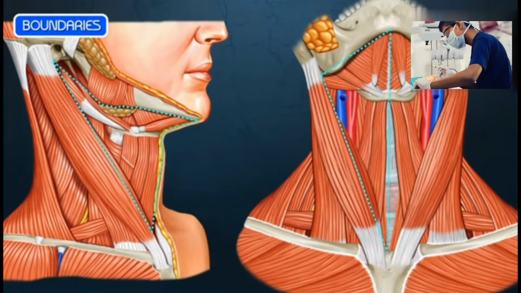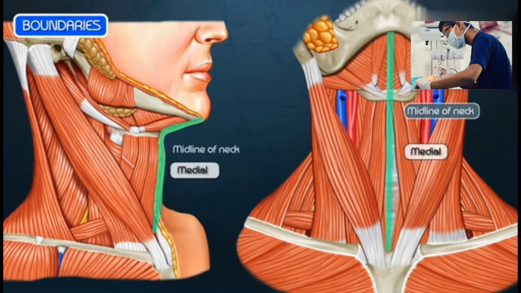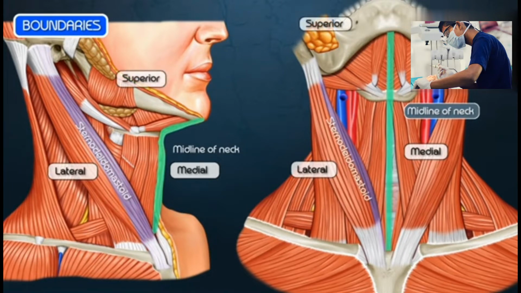Anterior triangle has three boundaries. They are medial by the midline of the neck, lateral by the sternocleidomastoid muscle, and superior by the base of the mandible. You can see here clearly medial by the midline of the neck, lateral by the sternocleidomastoid muscle, and superiorly by the base of the mandible. Or you can also say, from the line joining the base of the mandible to the mastoid process.